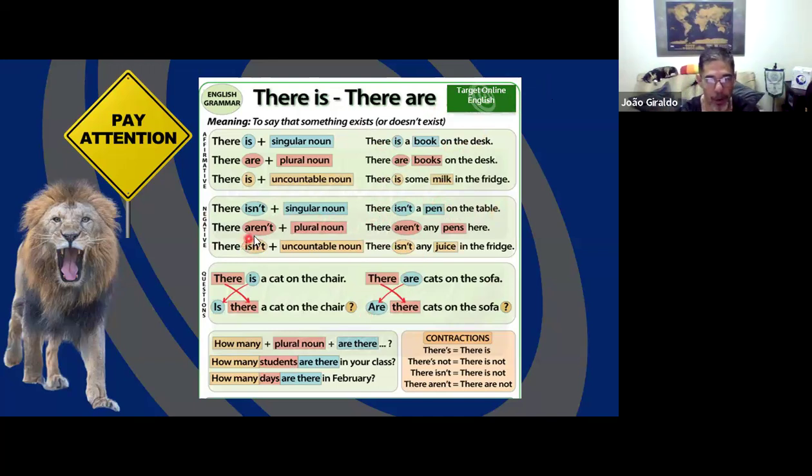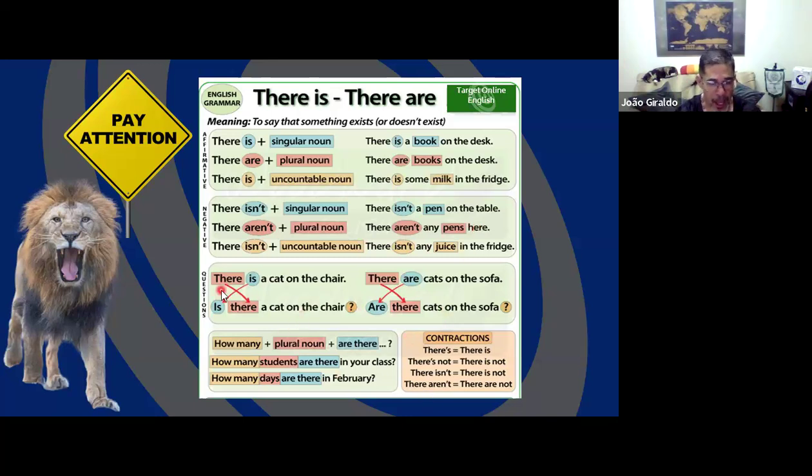Check here in plural. There aren't plus plural nouns. There aren't any pens here. So there aren't pens here. So no a, no an, only indicating the non-existence of something. Okay, but it is in plural. That is the reason we use are. Is for singular, are for plural.